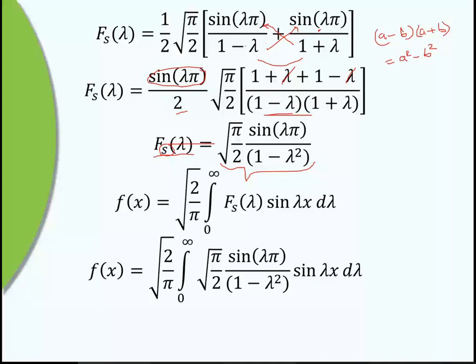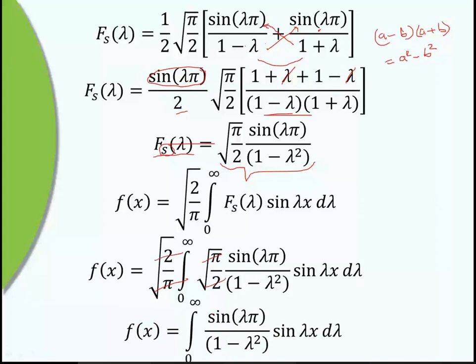Okay, now further simplify it. This lambda gets cancelled, 2 gets cancelled, and simplifying the term, it gives us the integration f of x is equal to integral 0 to infinity sine lambda pi into sine lambda x divided by 1 minus lambda square d lambda. Okay, and you can see this is nothing but the left hand side of the equation. This is the required left hand side.